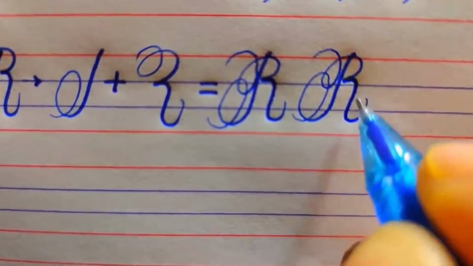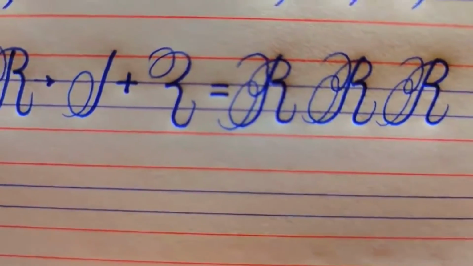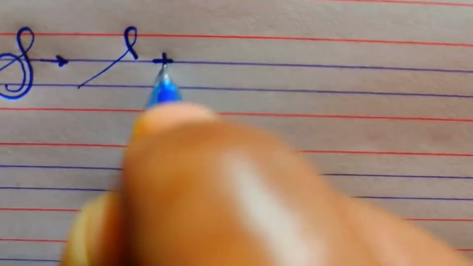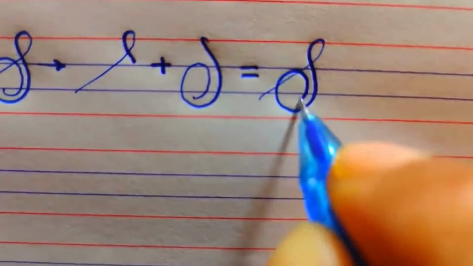R. Now the turn of S. Here the first one plus the second one is equal to S.